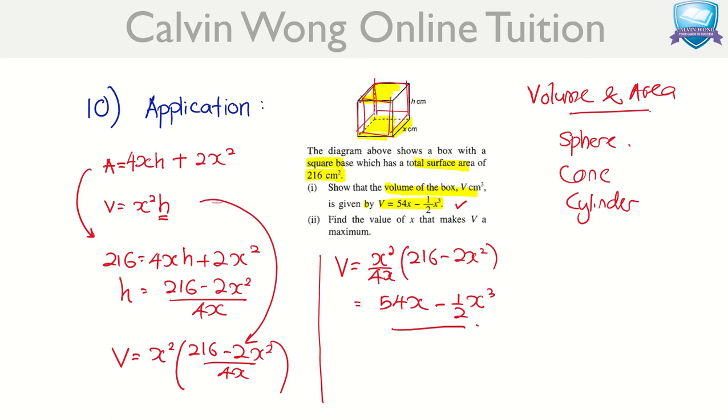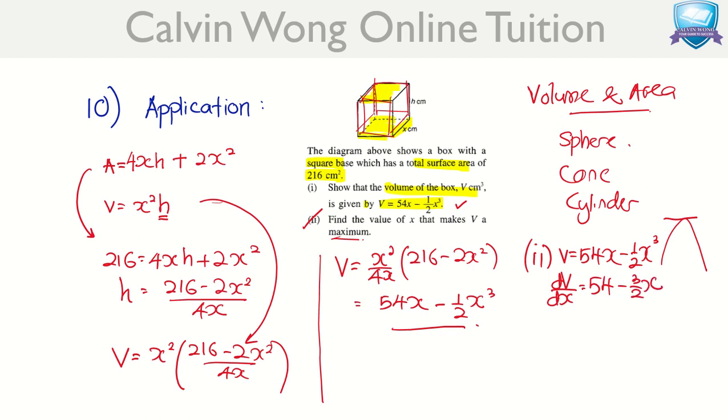Part 2. Find the value of x that makes v a maximum. For maximum, do you remember? dy/dx equals 0, gradient equals 0. So v equals 54x minus half x cubed. Let's do dv/dx. dv/dx is 54 minus 3 over 2 x squared.